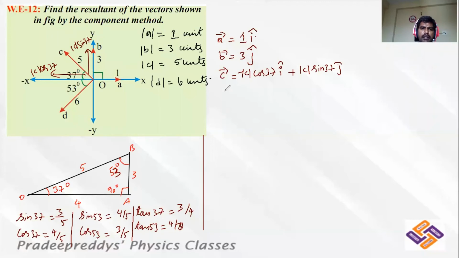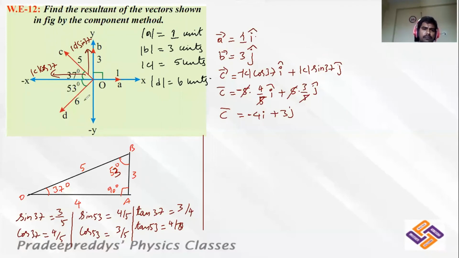Likewise, C bar can be written as, what is the magnitude of C? It is 5. 5 into, what is cos 37? Cos 37 is 4 by 5 i cap plus 5 sine 37, 3 by 5 j cap. 5 and 5 get cancelled. So C bar is equal to minus 4i plus 3j, that is C bar.